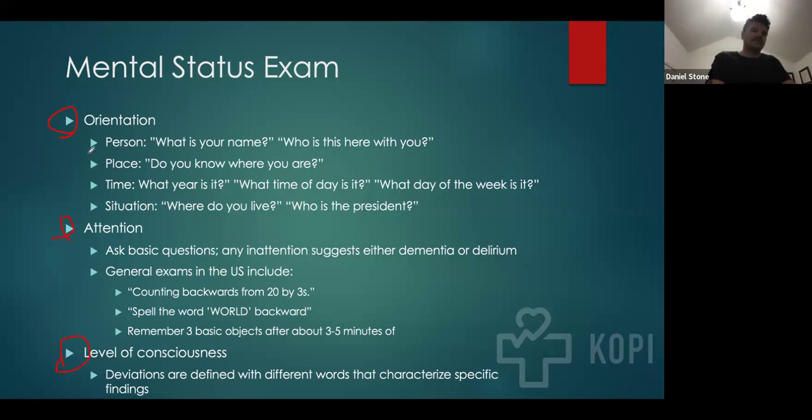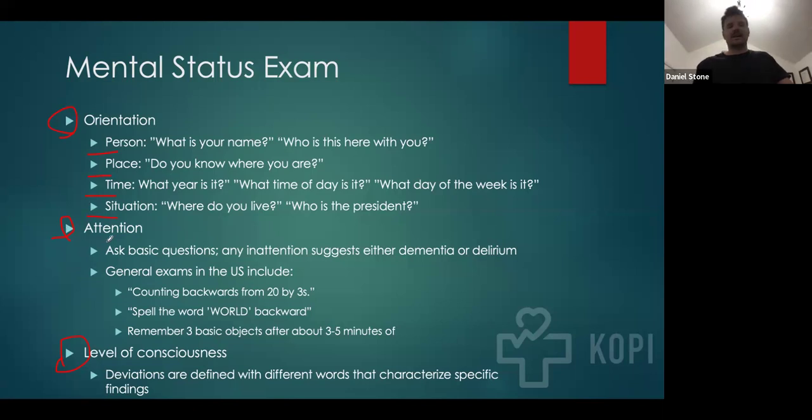There are 4 degrees of orientation: person, place, time, and situation. So when people describe that they are oriented times 4, they can answer all of these 4 questions, and they can demonstrate some understanding about their orientation in regards to these questions.